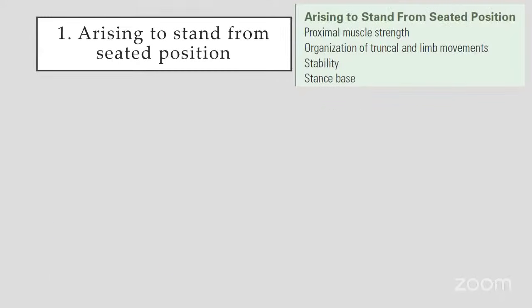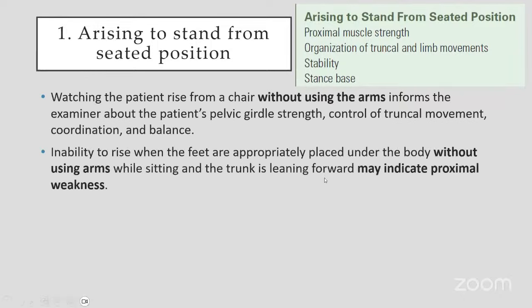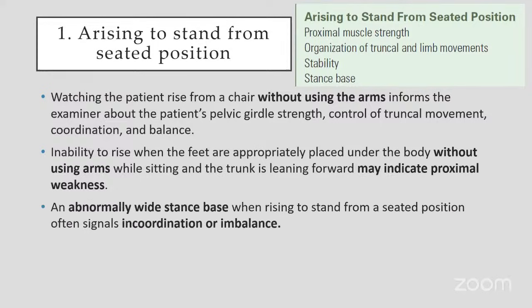So, rising to stand from the seated position, as we already told. Watching the patient rise from the chair without using the arms informs the examiner about the patient's pelvic girdle strength, control of the truncal movements, coordination, and balance. Inability to rise when the feet are appropriately placed under the body, without using the arms, while sitting with the trunk leaning forward, may indicate proximal weakness.